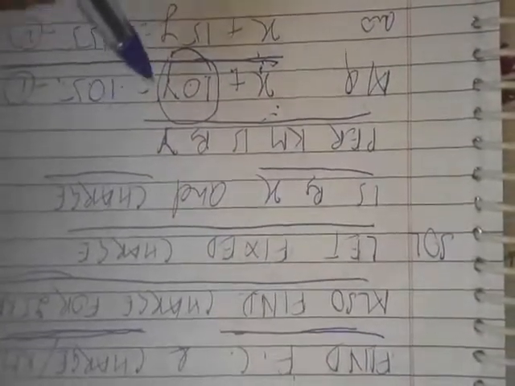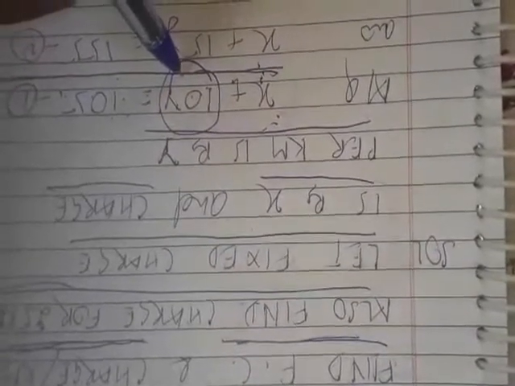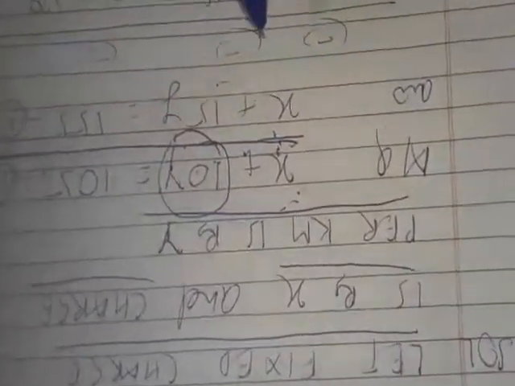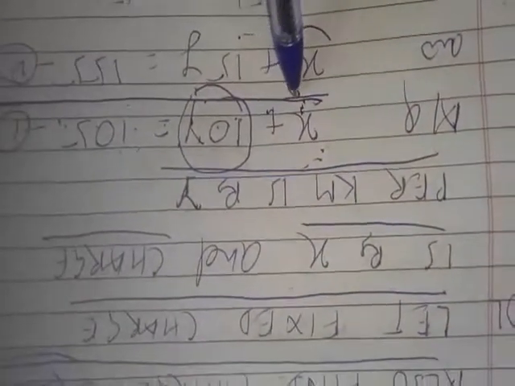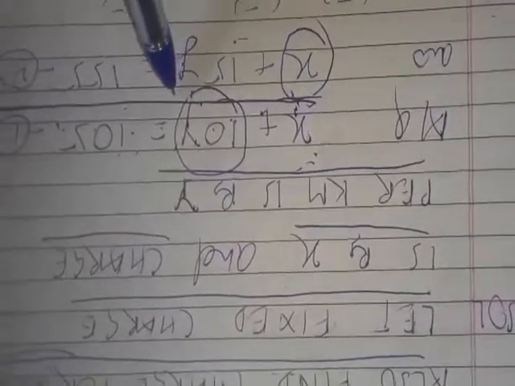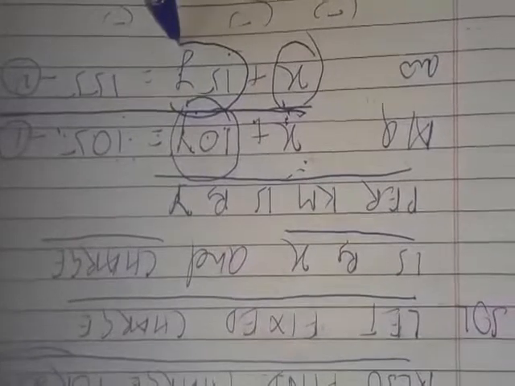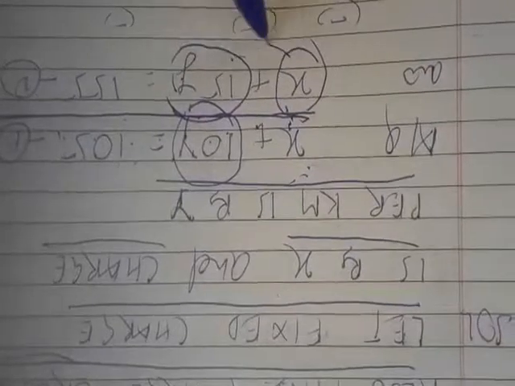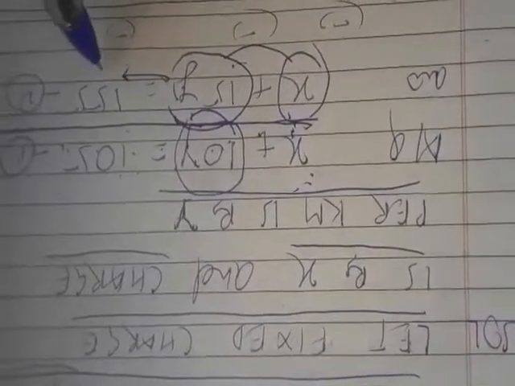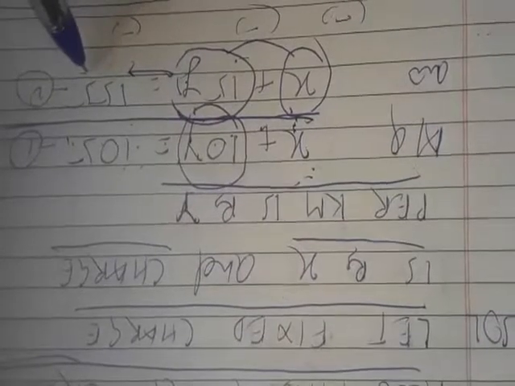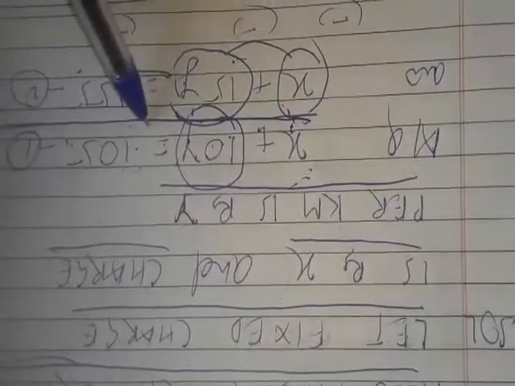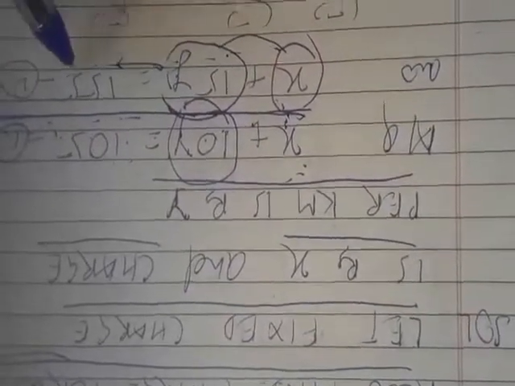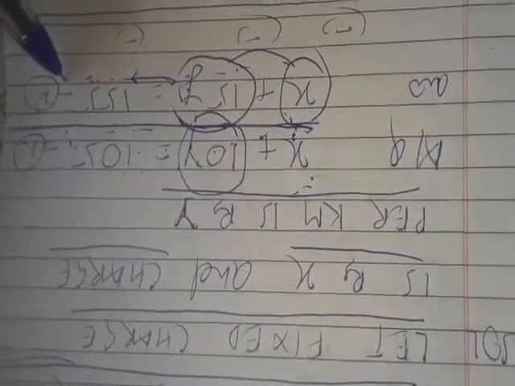Now in the second case, we cover the distance of 15 kilometer. Then again, there is a fixed charge, that is rupees X, plus the charge for 15 kilometer, that is rupees 15Y. Now the sum of these two equals rupees 155. Now we are having two equations, X plus 10Y is equal to 105. It is equation number 1. And X plus 15Y is equal to 155. It is equation number 2.